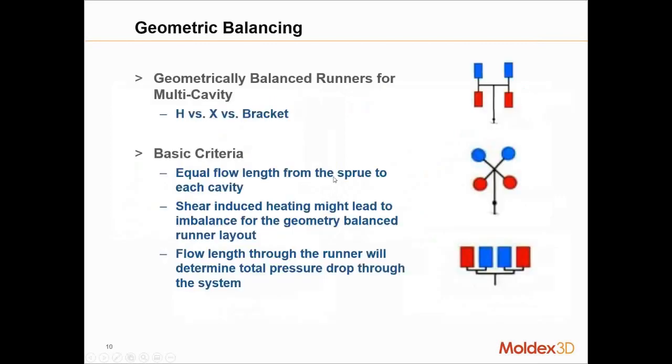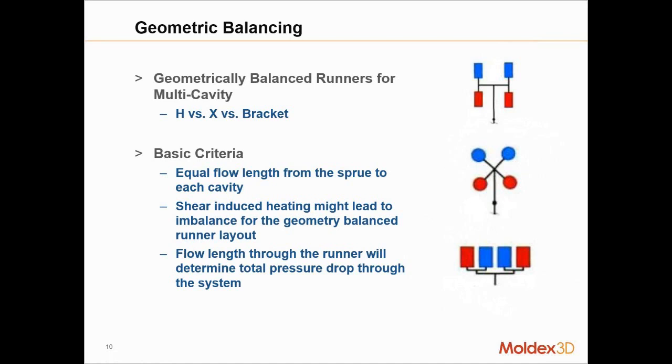Now, as far as geometric balancing, there are three main strategies that are used. There's the H layout, which is the first one at the top right here. There's the X layout. These are the two that I used in creating our runner system. And there's a third one called a bracket layout, which looks like a tournament bracket, and can also be used to deliver a geometrically balanced flow.